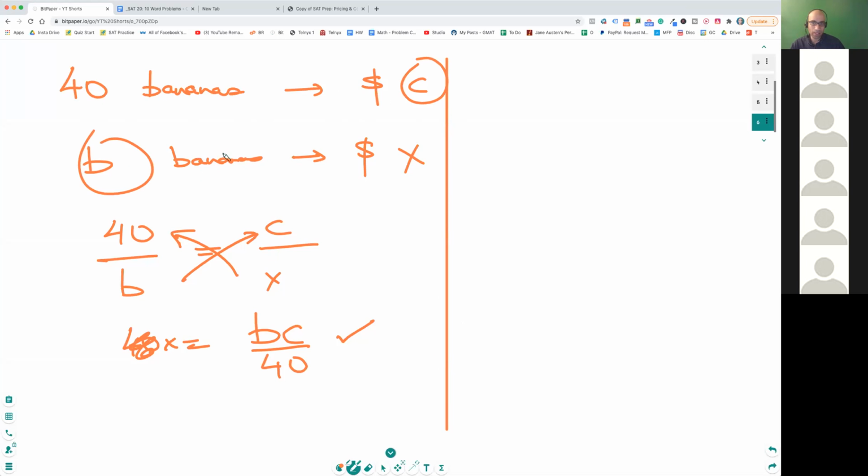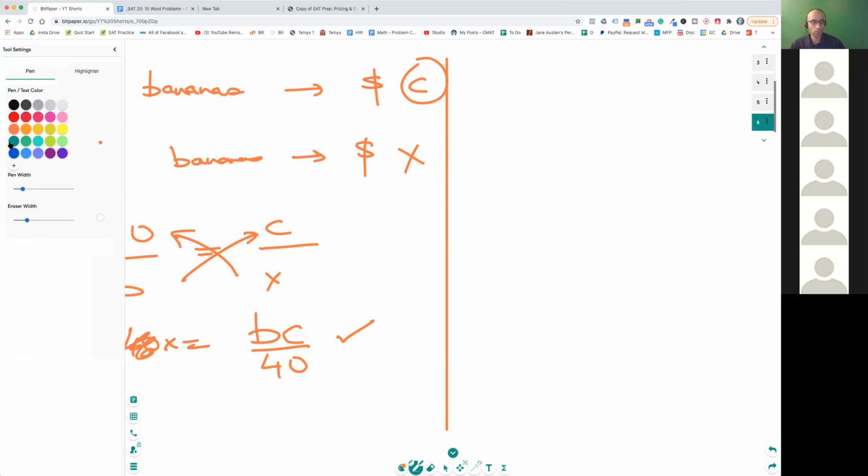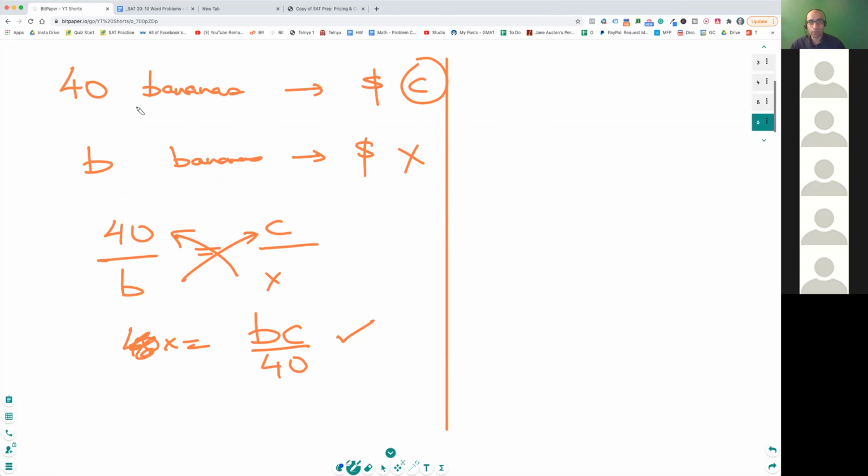the left one is a bit easier. You just write it down and you get it. Sometimes though, and that's why I'm showing you these two, maybe 10 to 15% of the time, this other method will be useful. So just for our understanding, guys, 40 bananas cost $C. Let's find the value of one banana.